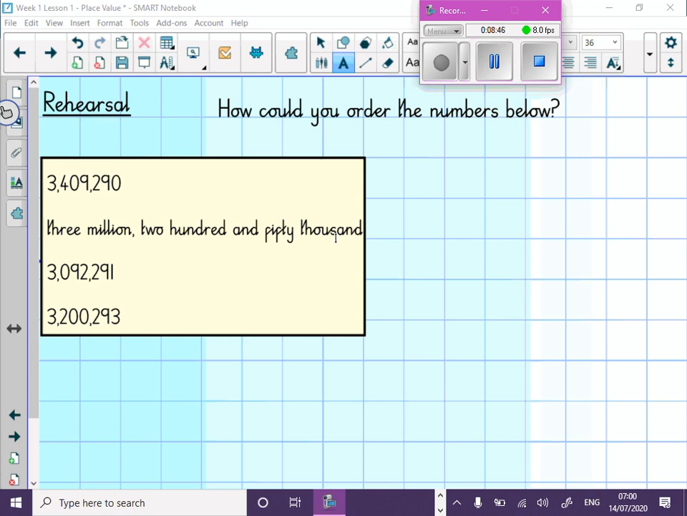So it will be to write them out all in digits or all in words, whichever you would find easiest. I would find writing it in digits easier. And then it will be identifying the place value of those numbers. So looking at the value of the digit that is in the millions column, for example, in these numbers, which number would come first if you're ordering from smallest to largest or largest to smallest.